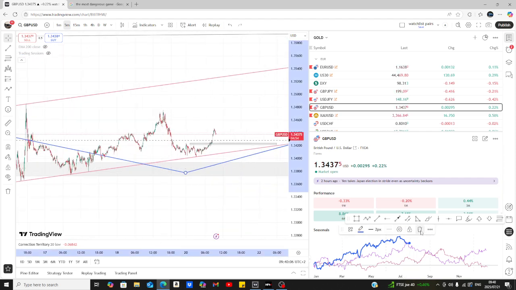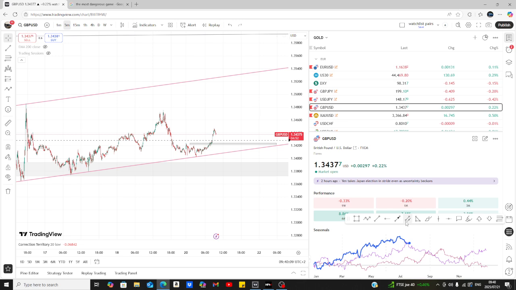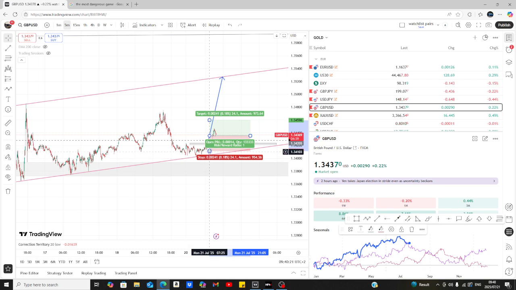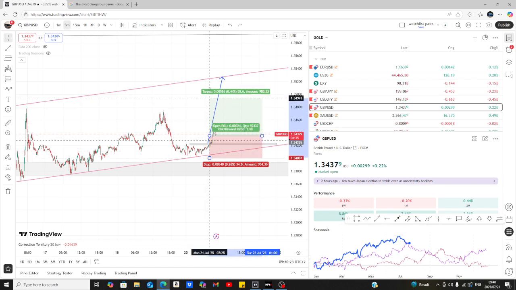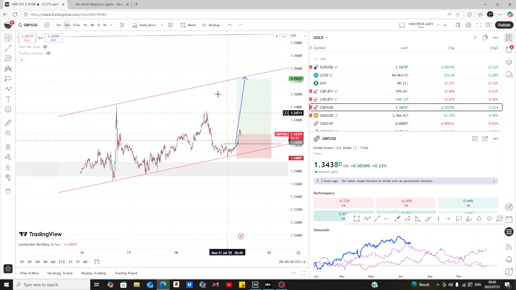As you can see, I had an alert here to alert me. So I have an entry at the moment. Price broke this previous Asia high, and I'm looking to hold up until this area right here. So I entered around here. My stop loss is just below here, and I'm looking for price to make its way all the way up here. This is based on the dollar having a bearish outlook for today.